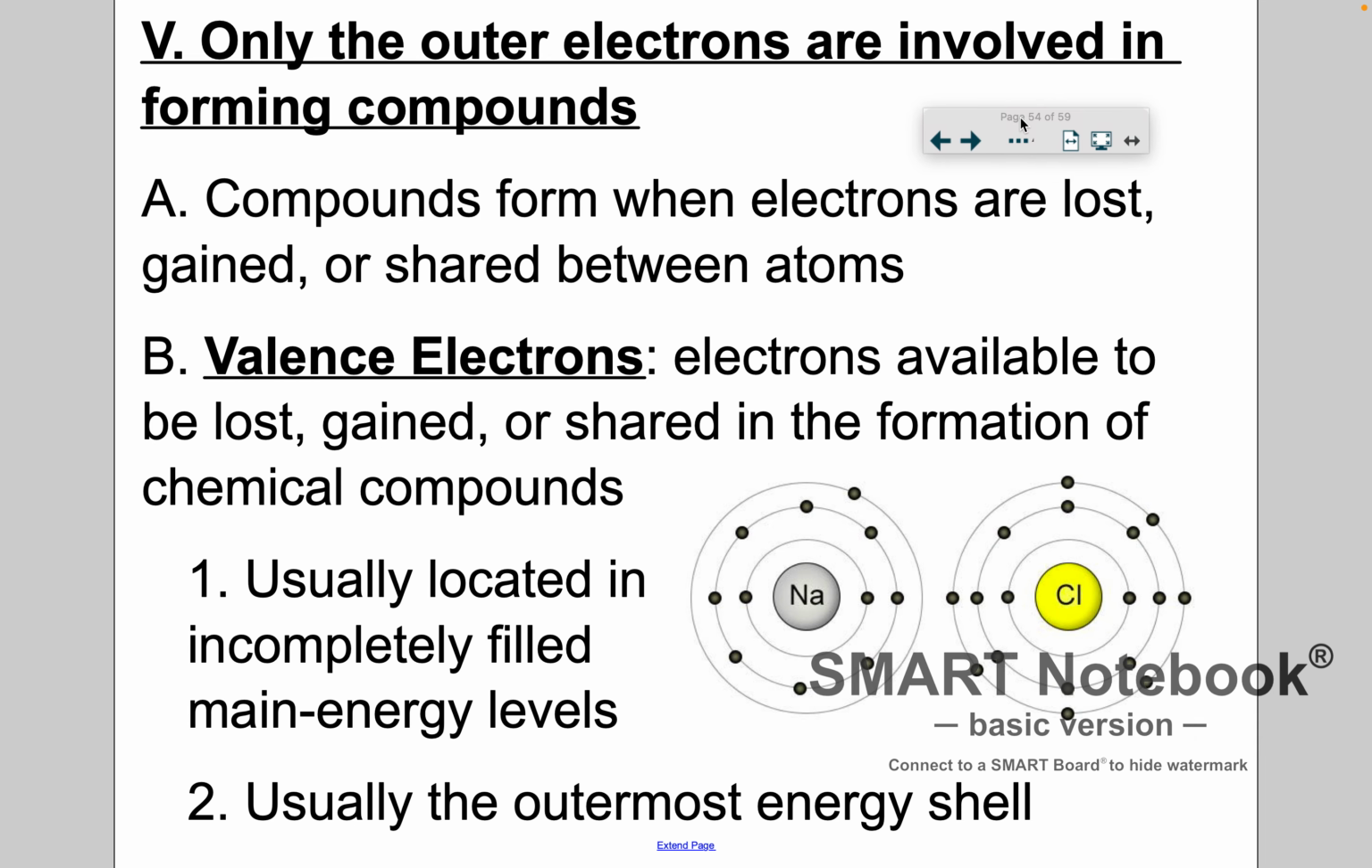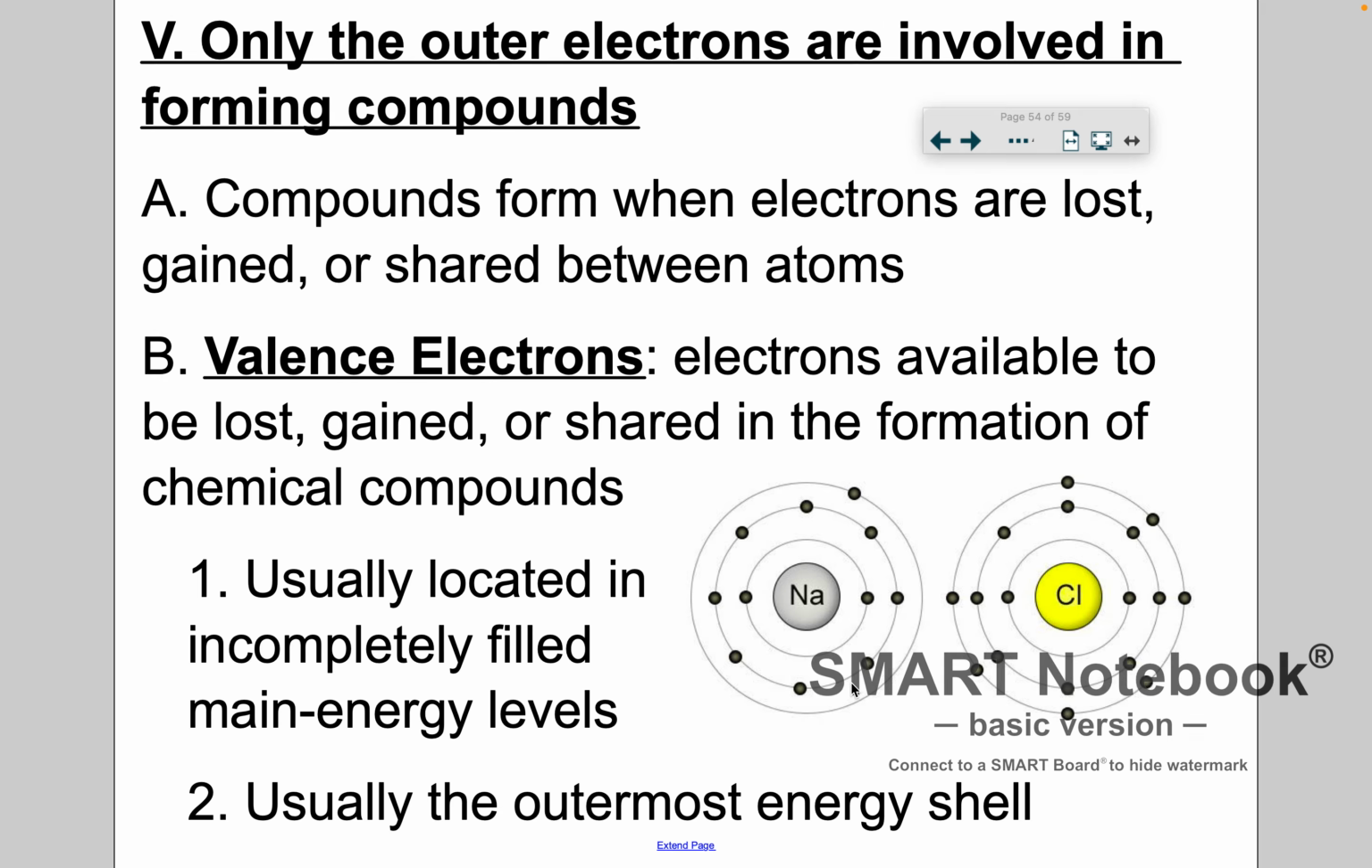So a little bit about valence electrons, even though you know what they are already, compounds form when electrons are lost, gained, or shared between atoms, and so it has everything to do with electrons being lost or gained or shared when we make bonds. When we make those bonds, we make compounds or molecules. So they're usually located in incompletely filled main energy levels.